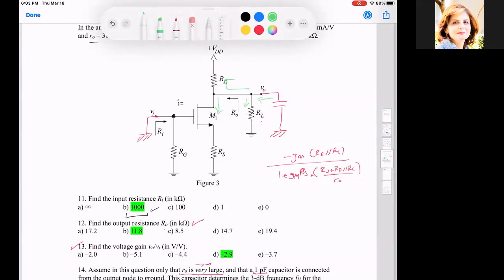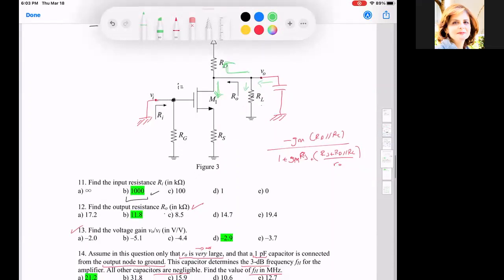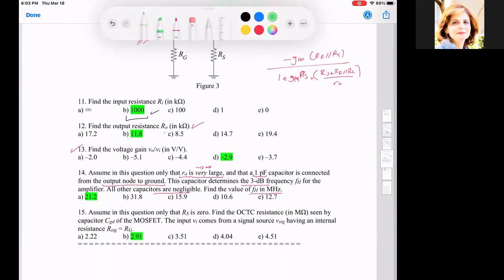Okay? Great. This is the RO that we derived. So RD parallel to this is RO. Therefore the capacitor will see RO parallel to RL, and the frequency will be 1 over (RO parallel RL) times C. Of course, if I want it in megahertz, I need to divide by 2 pi and divide by the proper units. I make sure the units give me megahertz. Okay?